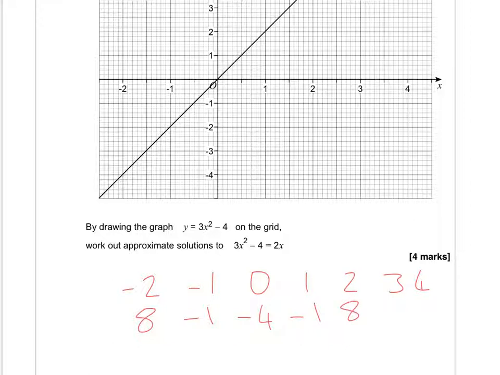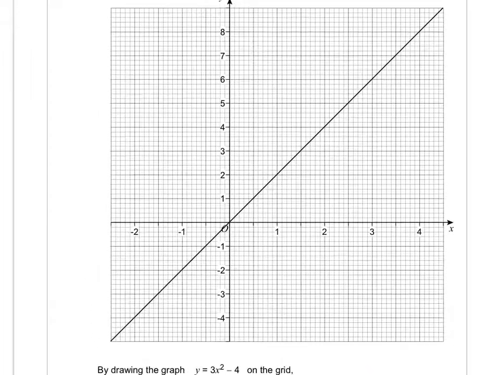3 squared is 9, times 3 is 27, take away 4 is 23. And 4 squared is 16, times 3 is 48, and take away 4 is 44. Going to go ahead and plot these points now. So I've got minus 2, 8.